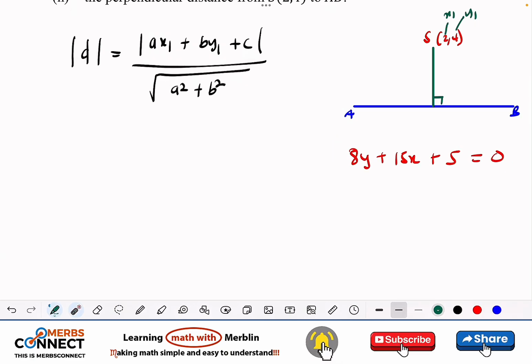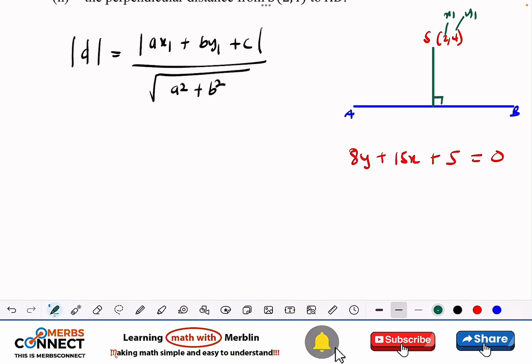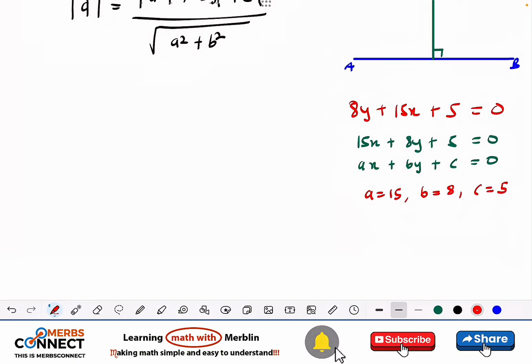And let's compare this to what is here. When you compare, we see that we need to rewrite this one again to be 15x plus 8y plus 5 is equal to 0. So this is ax plus by plus c is equal to 0. We can see from here that a should be 15, that's the coefficient of x, and b should be equal to 8, and our c should be 5.